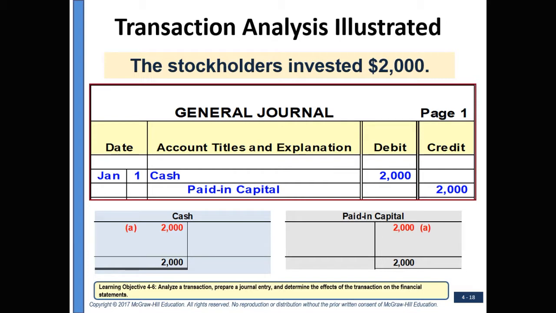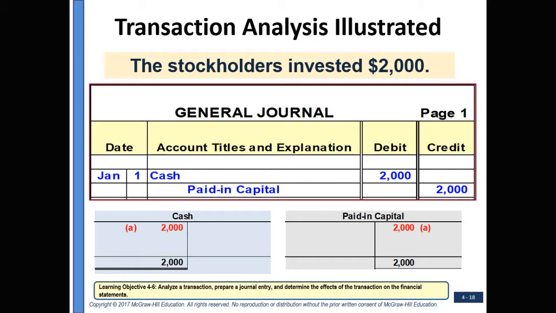transaction A was that on January 1st, the stockholders invested $2,000. This transaction is a basic transaction. We look at it and analyze it to see if there was an economic event on either assets, liabilities, or stockholders' equity. We know that cash increased. The reason to record this transaction is to record an investment by the stockholders.